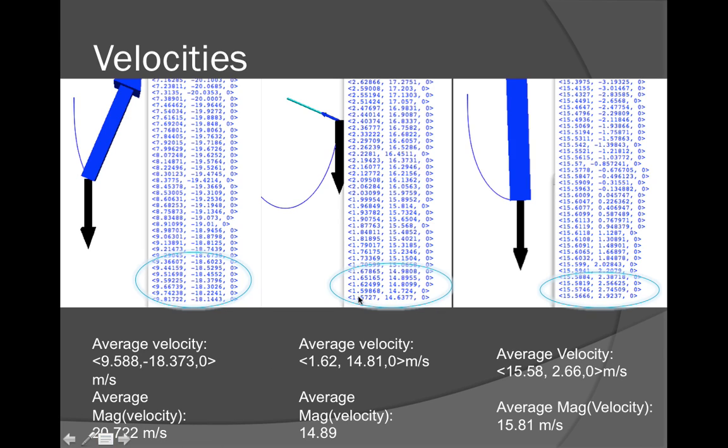In the second part, we have average velocity 1.62 in the x direction, 14.81 in the y, and average magnitude of 14.89. Then we have average velocity from these values about 15.58 in the x direction and 2.66 in the y direction, and average magnitude about 5.81. And you notice here that in the second picture the x velocity is quite small compared to the y velocity, and in the right picture the y velocity is quite small compared to the x, so in this case the y value contributes mostly to that magnitude, and the x value contributes mostly to the magnitude in the third case.